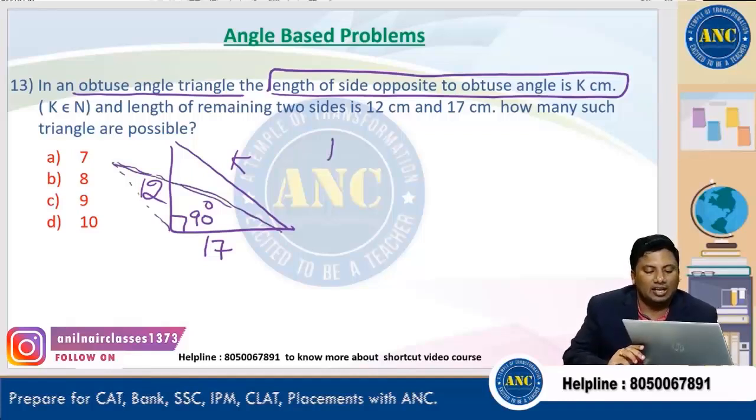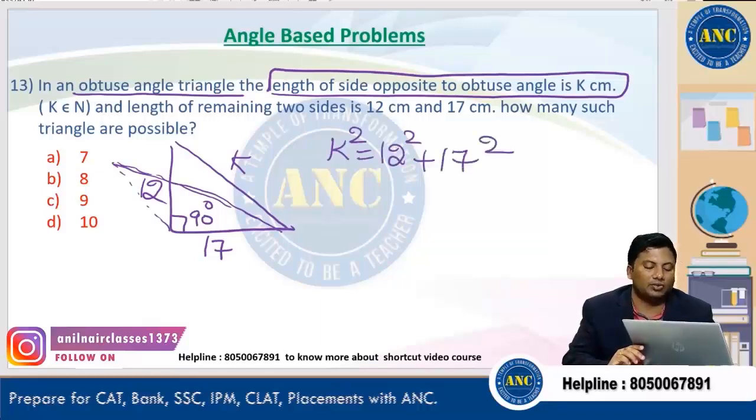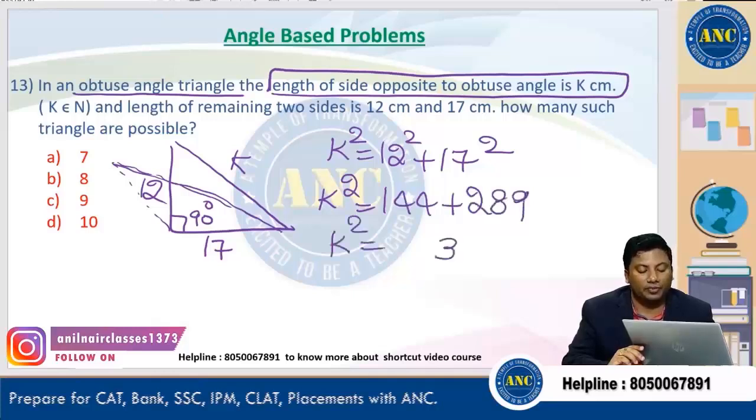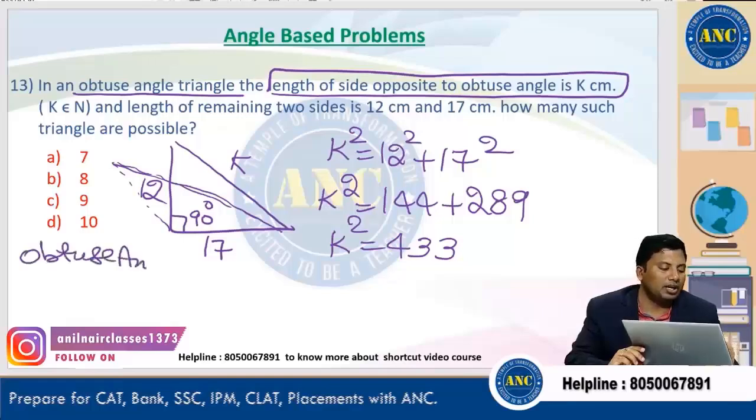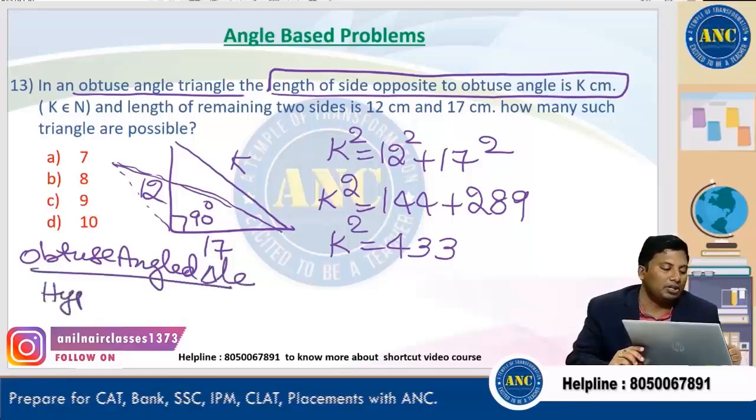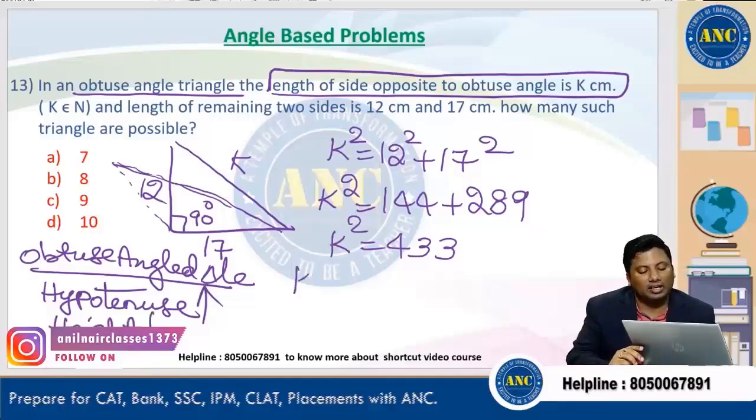If the figure is like this, for a right angled triangle, k square is equivalent to 12 square plus 17 square. K square is 144 plus 289, which is 433. But in an obtuse angled triangle, with respect to the right angled triangle as a point of reference, hypotenuse will increase and height will decrease. So k square is greater than 433.